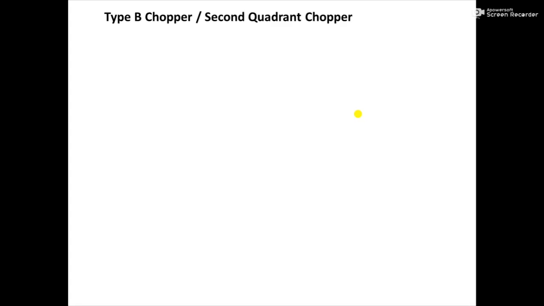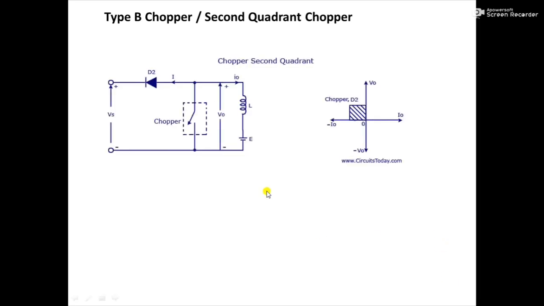The second type of chopper is type B chopper or class B chopper, also called second quadrant chopper. We will come to know why it is called a second quadrant chopper. So this is the circuit of class B chopper.